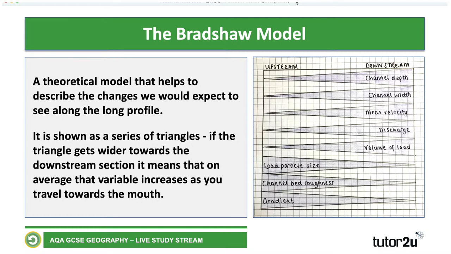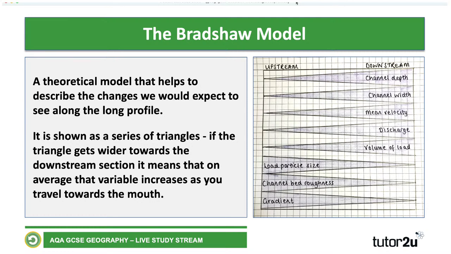You may have come across this, and it is essentially a theoretical model that helps us to describe those changes that we would expect to see as a river flows downstream. And it is shown as a series of triangles, as you can see on the screen. If the triangle widens downstream, it means that variable is increased. So we can see, according to that model, that as we move downstream, the channel depth, the channel width, the mean velocity, the discharge, and the volume of the load carried all increase as we move from source to mouth.